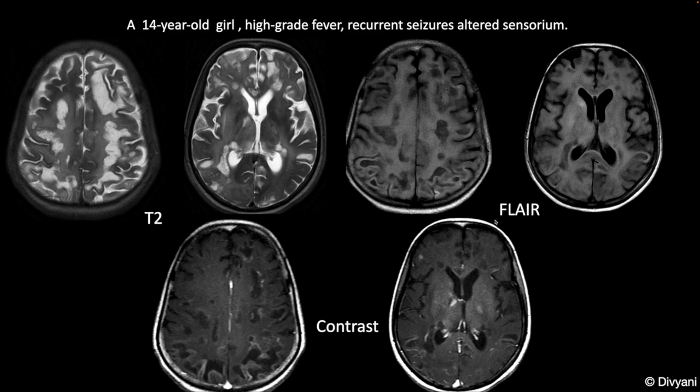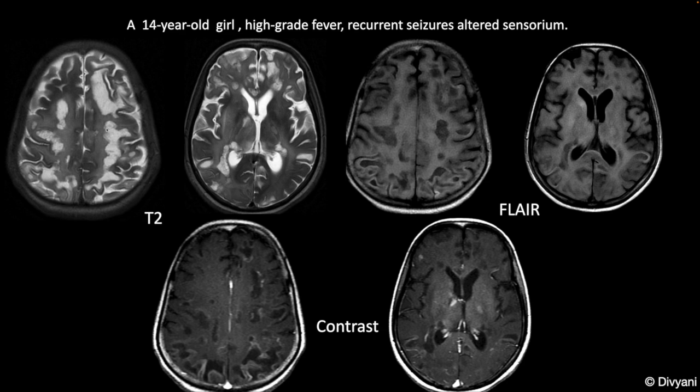We have seen acute and subacute presentations. This is a more chronic case over a period of 2 years. This was a 14-year-old child who initially had high-grade fever, recurrent seizures, and altered sensorium. And these are the scans after 2 years of the illness.